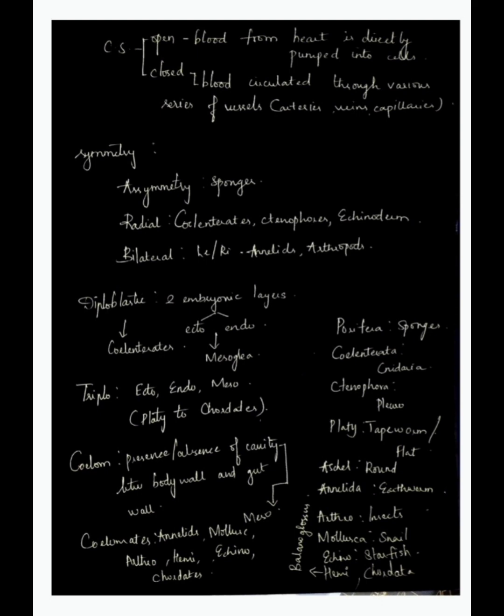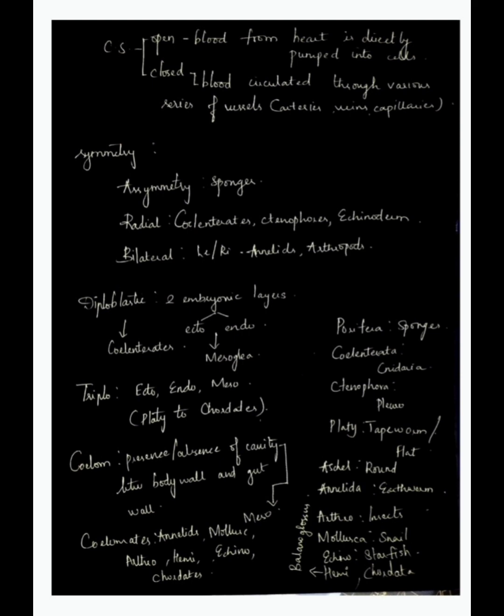The next thing is triploblastic. In triploblastic, we have three embryonic layers: outer ectoderm, inner endoderm, and in the middle we have mesoderm. From platyhelminthes to chordates, all are triploblastic. We have diploblastic for coelenterates, and after coelenterates, platyhelminthes, aschelminthes, annelida, arthropoda, mollusca, echinodermata, hemichordata and chordata all have triploblastic organization.